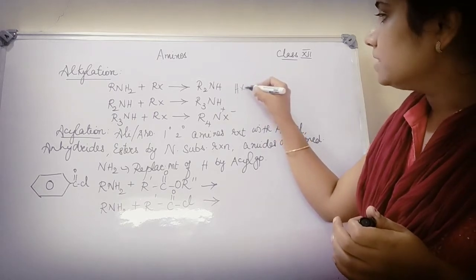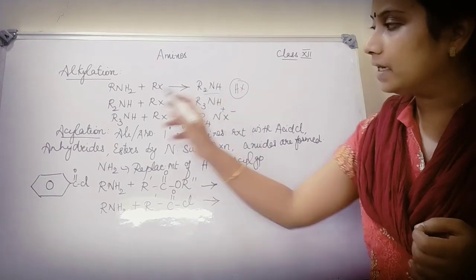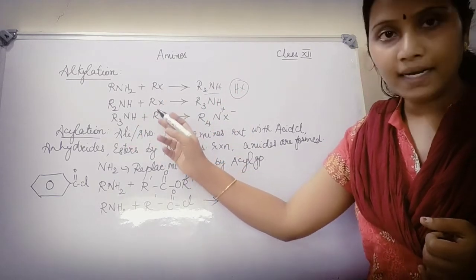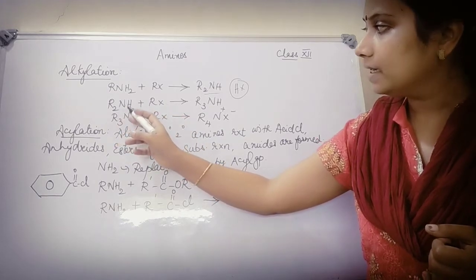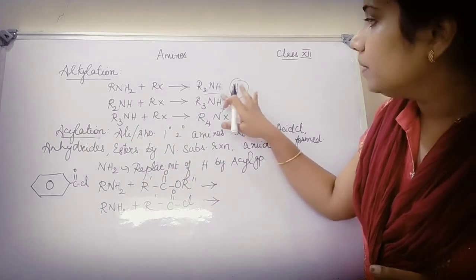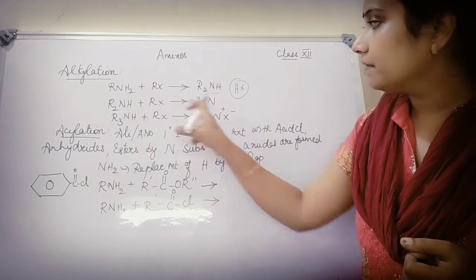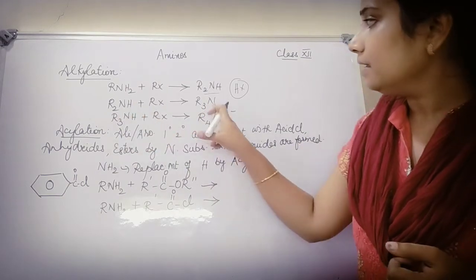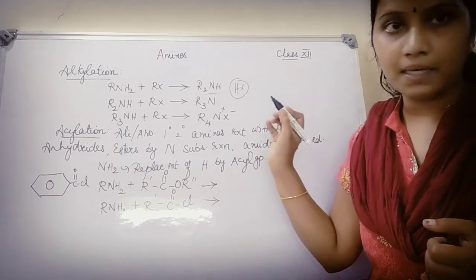Now this is the secondary amine, that is R2NH. Now to this I am going to add a second alkyl group. So what happens here? R2N. Then remove this H, so what will be added, children? R2 plus R will be R3N. So the removal of HX is done.